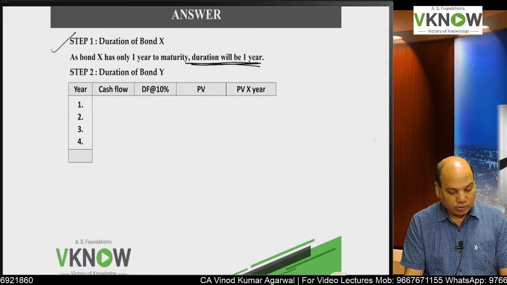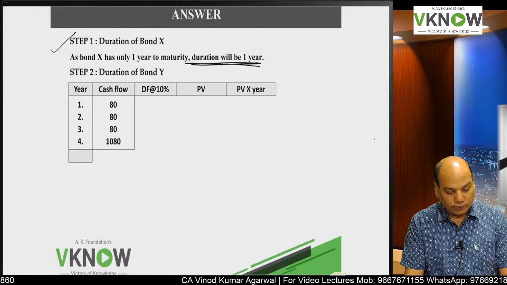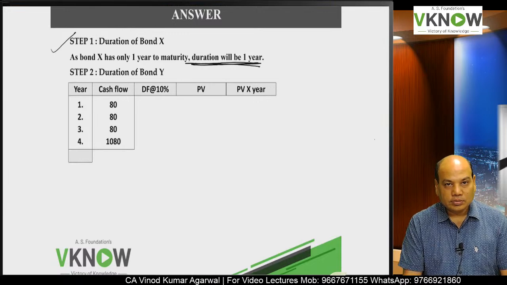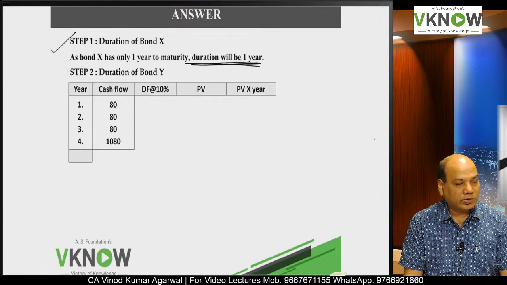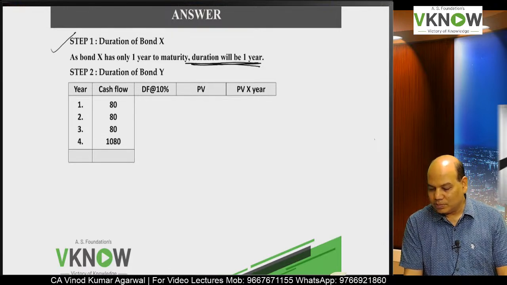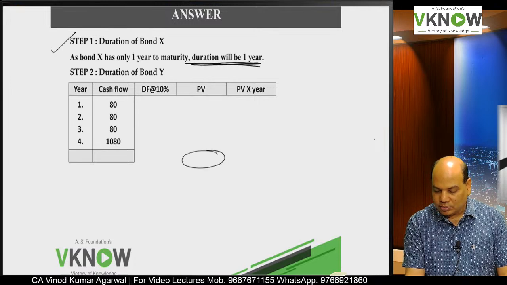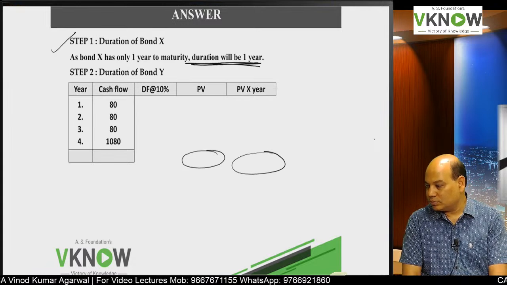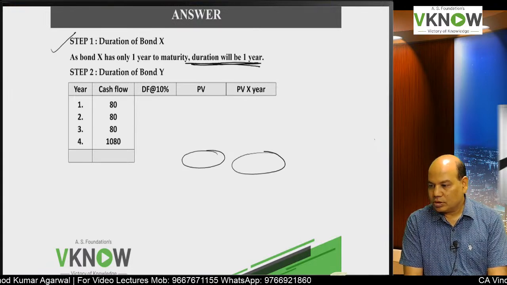Cash flow of bond Y will be 8% of 1000, that is 80 rupees, for the first 3 years, and in the 4th year you will get 80 plus 1000. 80 plus 1000 is how much? 1080. Okay. Now again please solve, all of you, and give me the total of these two columns, PV column, last column. Try yourself.